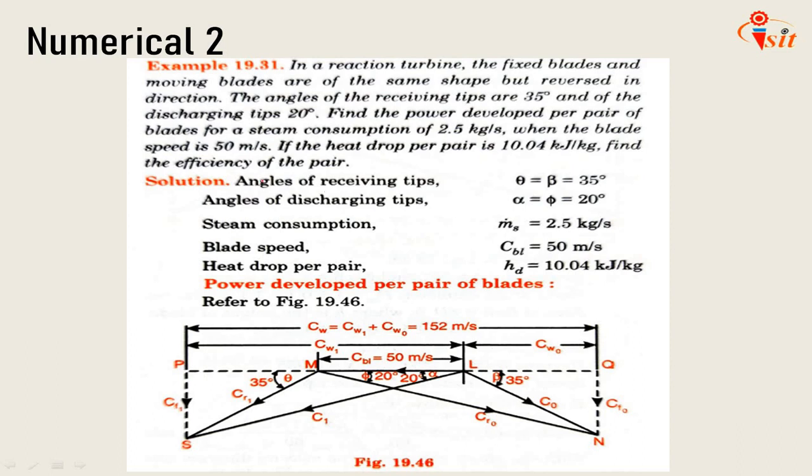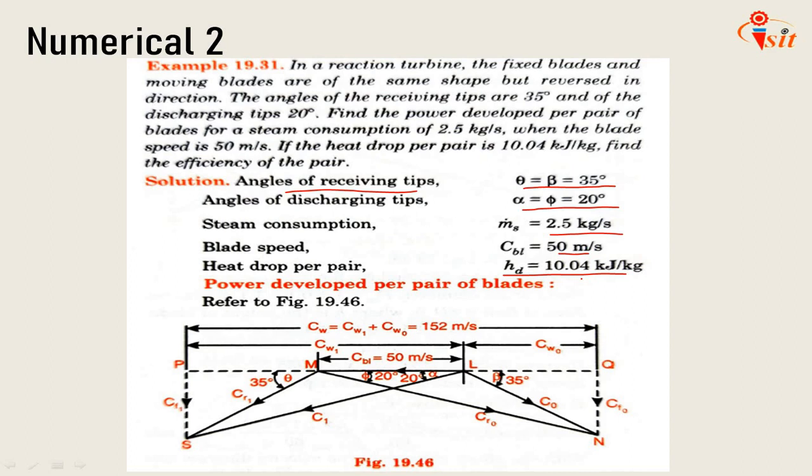Now we'll go with the given terms. The fixed blades and moving blades are of the same shape but reverse in direction. The angle of the receiving tip is beta equal to 35 degrees and of the discharging tip alpha is 20 degrees. Steam consumption is given, that is 2.5 kg per second. Blade speed is given, that is 50 meter per second, Cbl. Heat drop per pair is given, that is HD 10.04. So we need to calculate the efficiency.